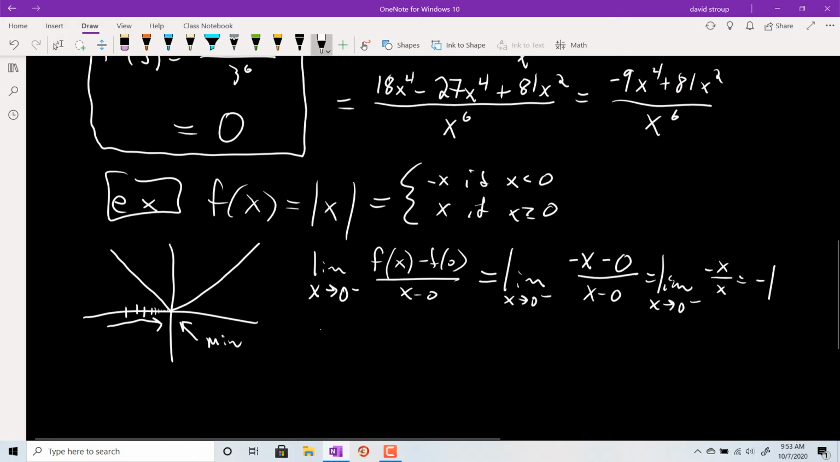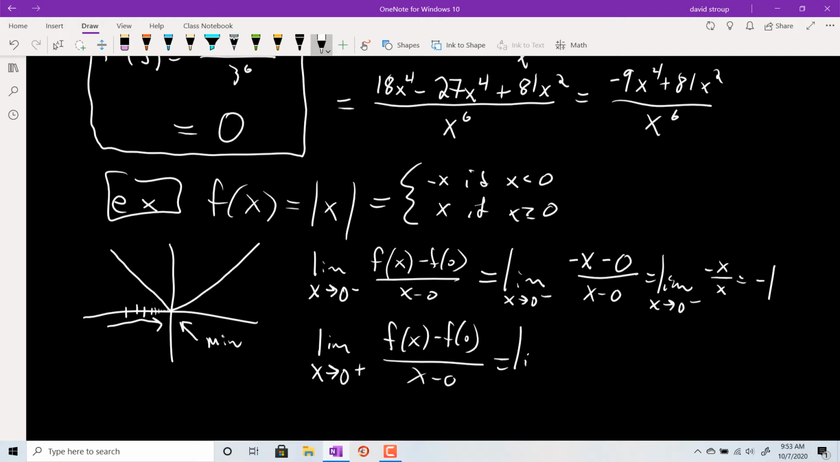Okay, so the left-hand derivative, I guess they call it. The limit as x goes to 0 from the right, I'm going to do the same thing. So f of x minus f of 0 over x minus 0, that is the limit as x goes to 0 from the right. This time I have to use x instead of negative x. It'll be x minus 0 over x minus 0. That'll just be 1. And you see that the left-hand derivative and the right-hand derivative are different. So therefore, there's no derivative at 0, not differentiable at 0.